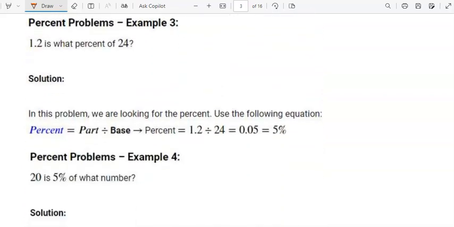Percent problems, example 3. 1.2 is what percent of 24? Here's your part. You're looking for a percentage, and here's your original amount, the base. Solution. In this problem, we are looking for the percent. Use the following equation. Percent equals part divided by base. So we have the percentage is 1.2 divided by 24. That's 0.05. Times by 100, you get 5%.